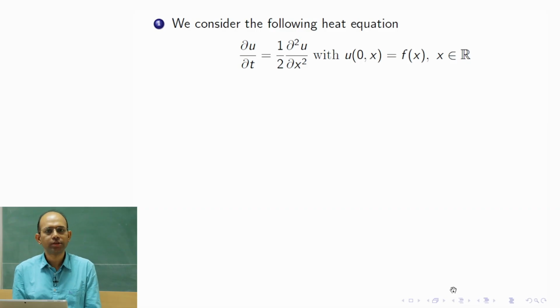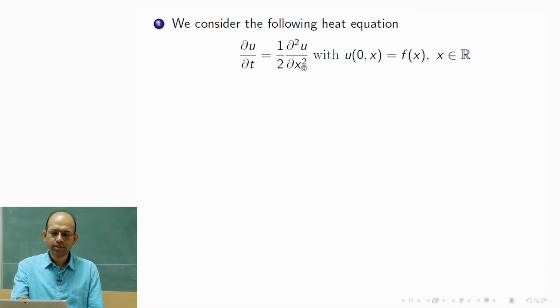Okay, so next we start the heat equation. So we consider the following heat equation. What is the heat equation? The heat equation is like a parabolic equation, because u is a function of x and t, where for this particular example x is just a one-dimensional real number.